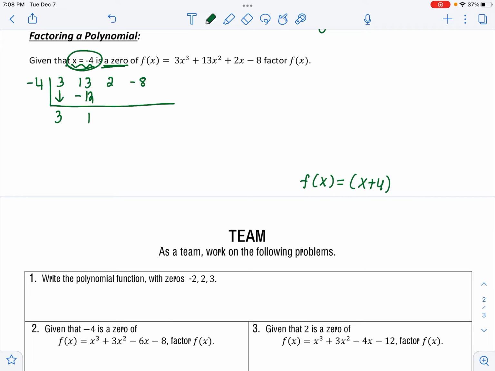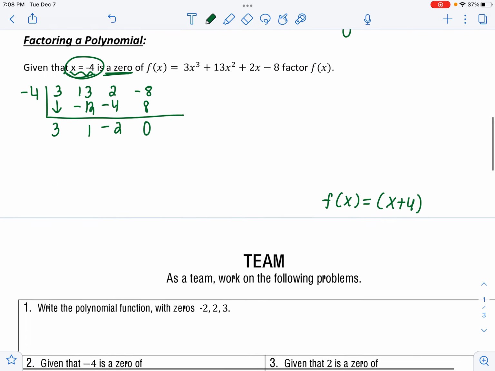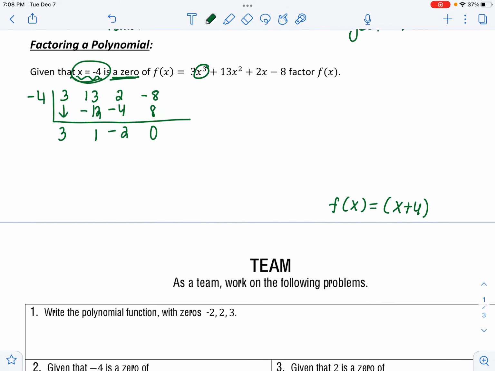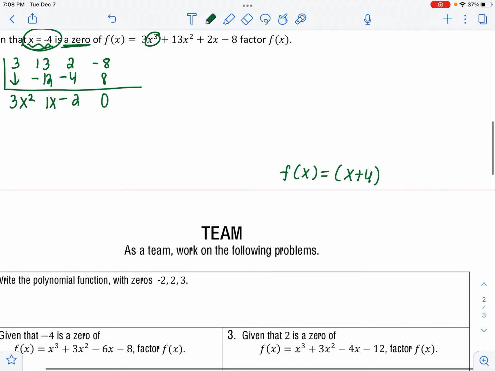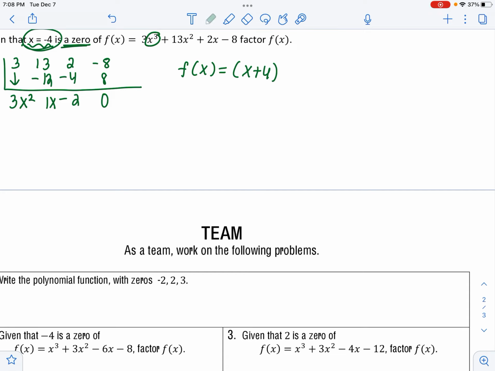Drop the 3, multiply, that's negative 12. Add, that's 1. Multiply, that's negative 4. Add, that's negative 2. Multiply, that's 8. Add, that's 0. So now I know my other factor is, remember, this started off as a cube, so this is going to go down to a square, linear term, constant. So my other factor is 3x squared plus x minus 2.